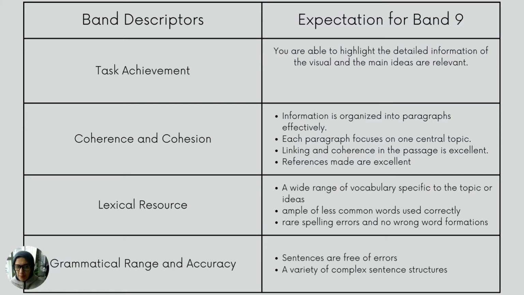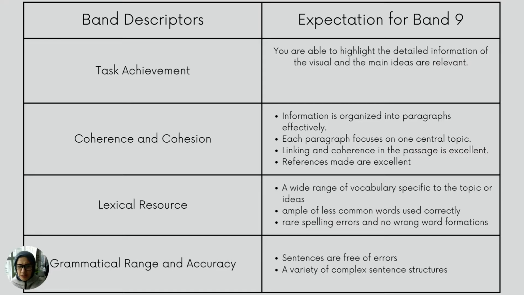When we're looking at the band descriptors, which is pretty much the assessment criteria, what the examiner will be assessing you on, you will be assessed on 4 different main sections: task achievement, coherence and cohesion, lexical resource, and grammatical range and accuracy.